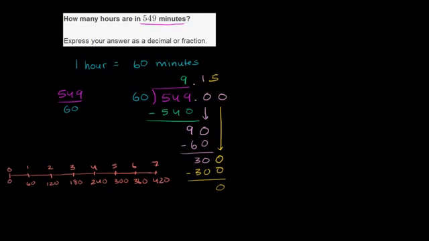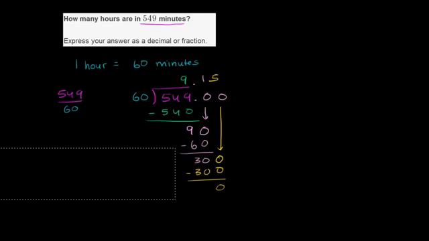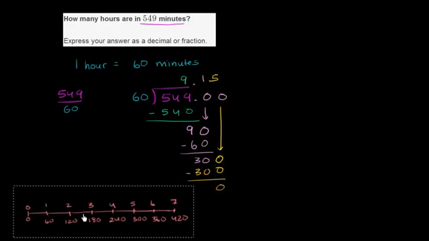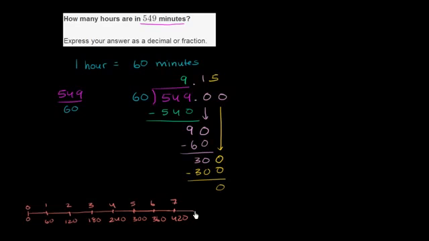Let me copy and paste this in a place where I have more real estate. So let me clear that, and then let me paste that someplace where I don't run into my other math that I did. All right. So then you have 8 hours is 480 minutes. And then you have 9 hours. Notice I'm just adding 60 minutes every time. 9 hours is 540 minutes.